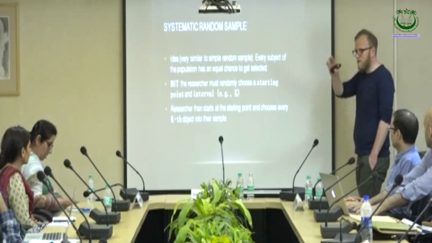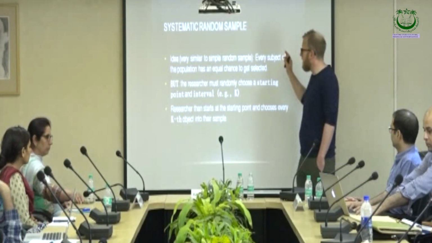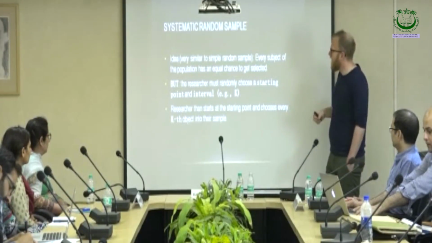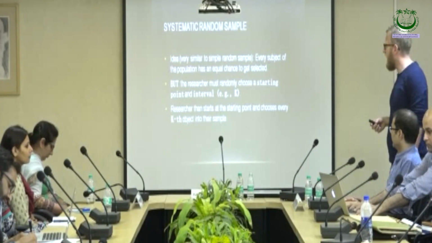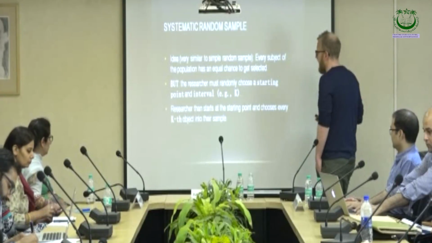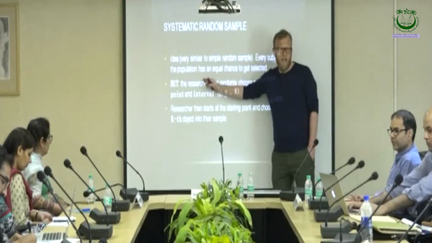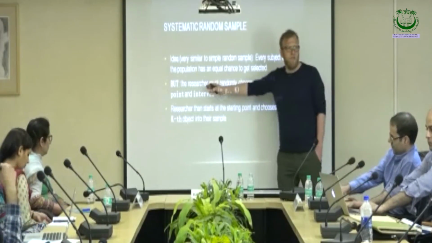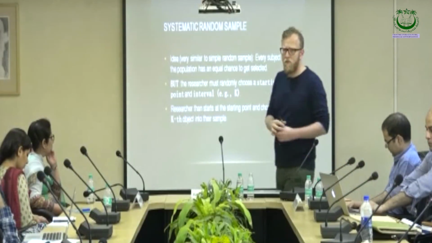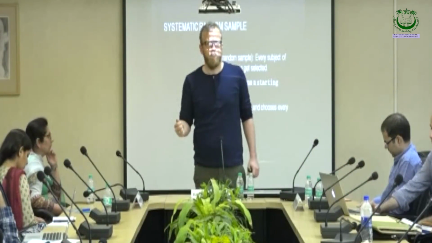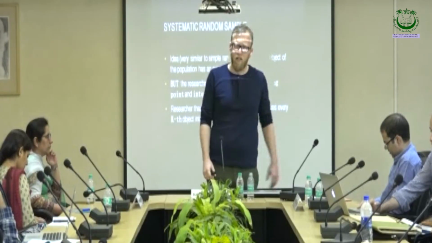Systematic random samples, I think what you were getting at. The idea again is very simple, very similar to a simple random sample, because every subject of the population does have an equal chance to get selected into the sample. But we do so, and sometimes that's very handy to do, based on a random starting point and a random interval. So, I throw my dice, 1 to 6, and that's my starting point for drawing a sample from this class. I start here.